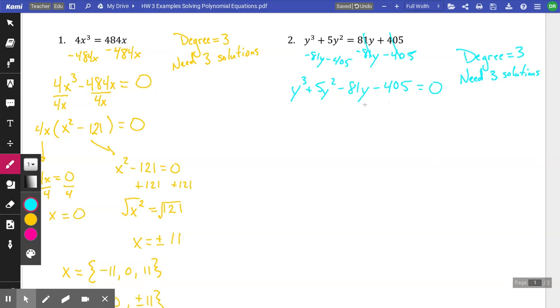By factoring here, we could look for a common factor like we did last time. We don't have one. We can't divide them all by a numerical value, and they do not all have a variable.